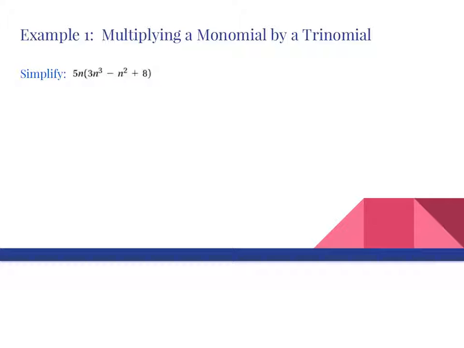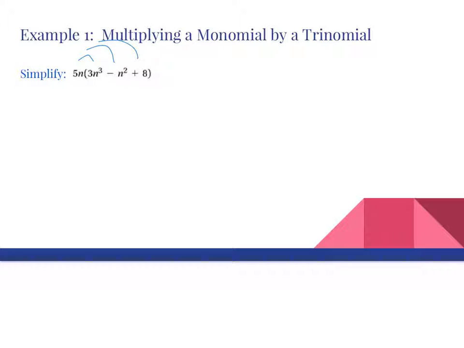So the best way to learn to multiply a polynomial by a monomial is to actually see it in action. Example 1, multiplying a monomial by a trinomial, in this case 3 terms. Our instruction is to simplify. That is going to mean distribute. So all of the techniques we learned in Chapter 7 are going to come in handy here, or at least many of them, as we distribute to each term.